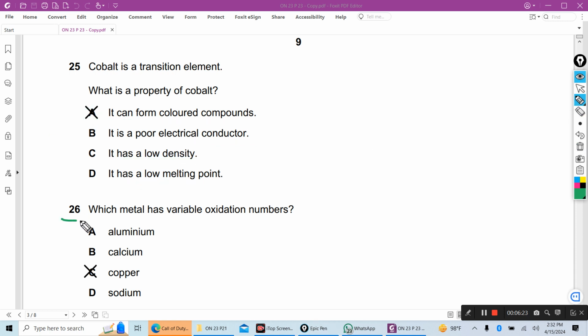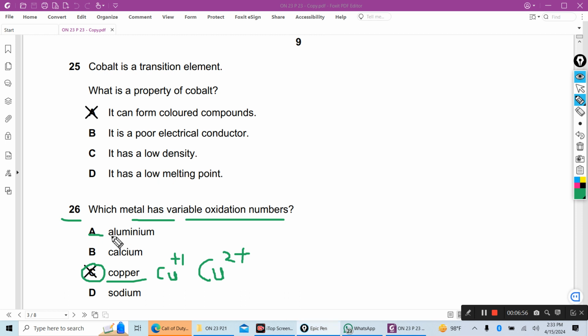Now 26. Which metal has variable oxidation number? You know, transition metals have variable oxidation numbers. So the answer is C. Copper is a transition metal, so copper shows variable oxidation number. And you know, copper(I) and copper(II). Copper shows 2 oxidation numbers, one is +1, other is +2.